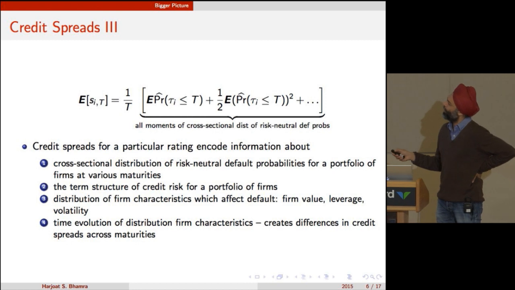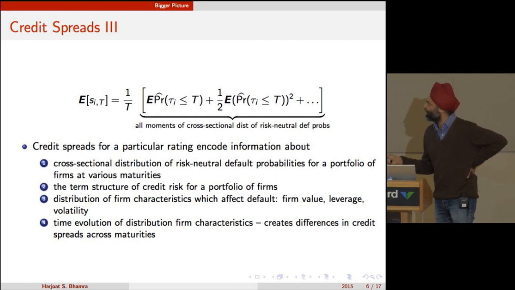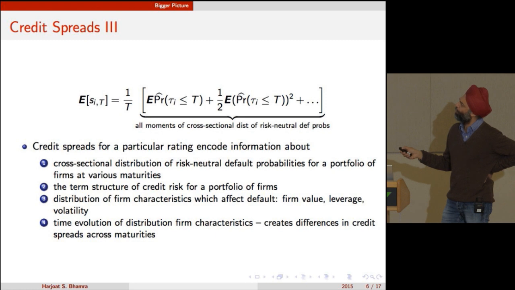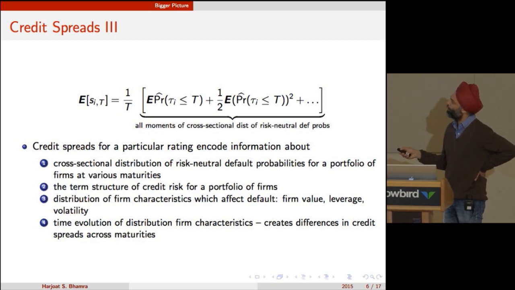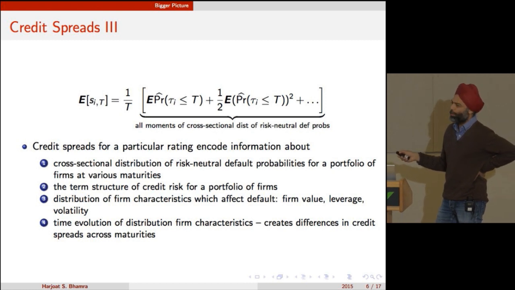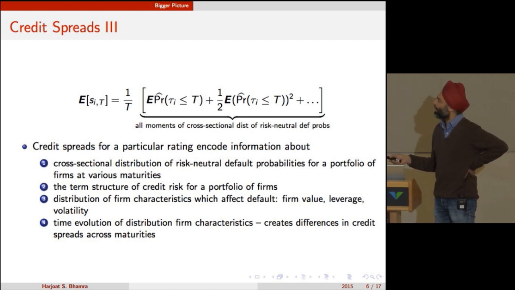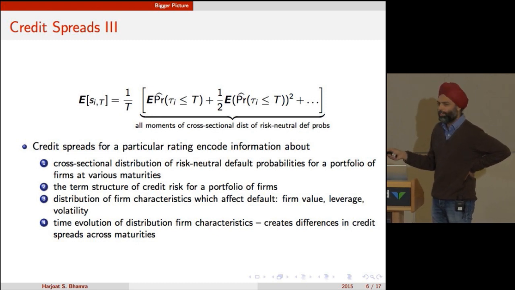So you see this kind of, well, I think it's a nice expression, but basically, if you look at the credit spreads for a particular rating, they encode a lot of information. They encode information about the cross-sectional distribution of these risk-neutral default probabilities for a portfolio of firms and at various maturities. And they're also going to give you the term structure of credit risk for a portfolio of firms. And if you think about what matters for default, well, various characteristics matter for default: the value of the firm, leverage, volatility, and that's going to impact these risk-neutral default probabilities as well. So the distribution of firm characteristics, there's going to be a lot of information about that in this credit spread.